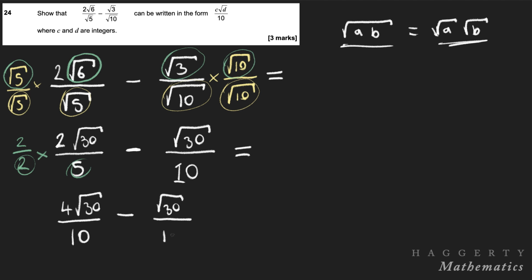And now, because the denominators are the same, you can just minus the numerators against one another. So you get 4 root 30 minus root 30. That just leaves you with 3 lots of root 30 all over 10. And that actually puts it in the form that the question asked for. This 3 here is our c, and this 30 here is going to be the d, what's under this square root. So that concludes this question.